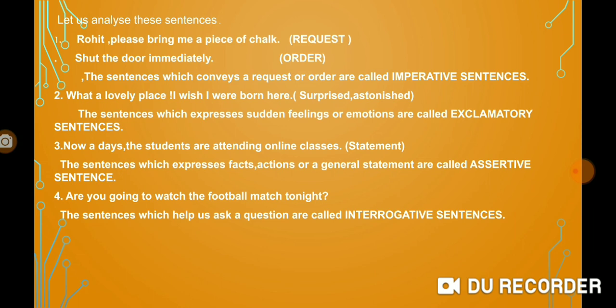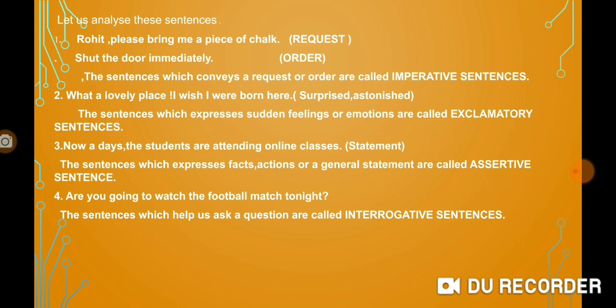So my dear children, please take note of these definitions. The next time whenever you encounter a request or order kind of sentence, you will be able to classify it and identify it as an imperative sentence. So what are imperative sentences? Imperative sentences are those sentences which convey a request or order. I hope it is very clear to you now. You can easily identify an imperative sentence.